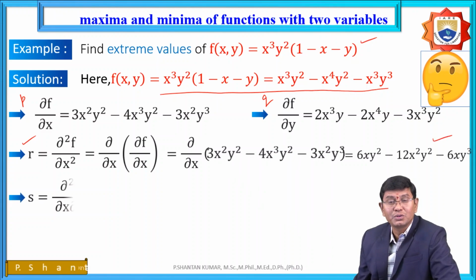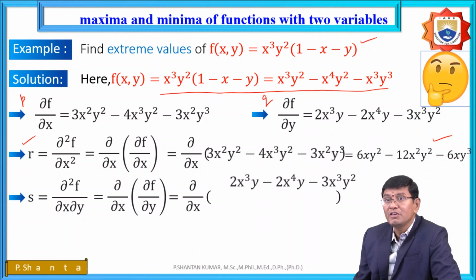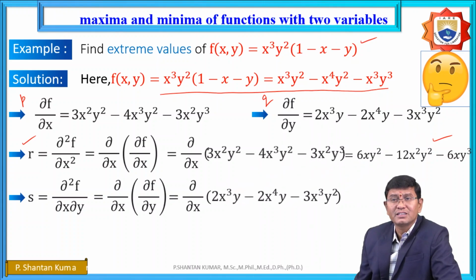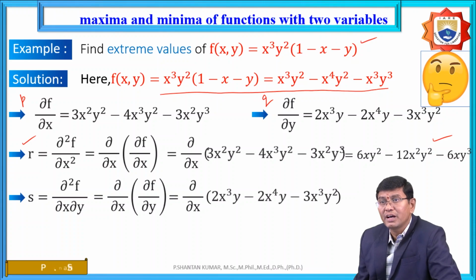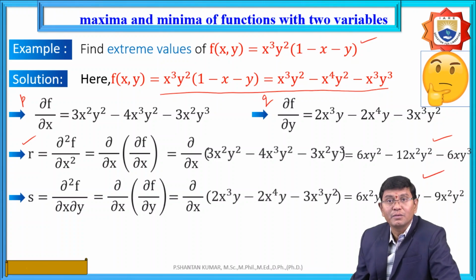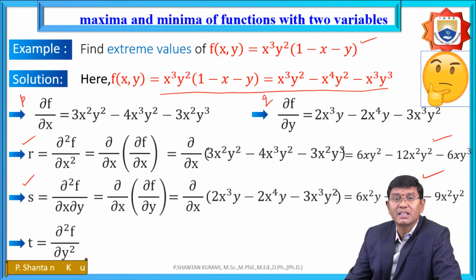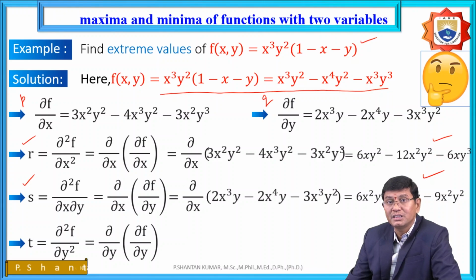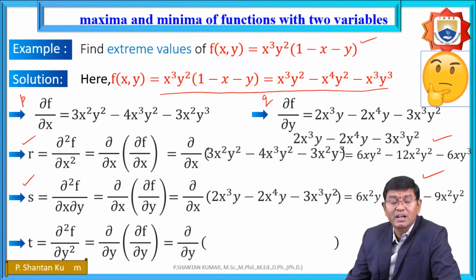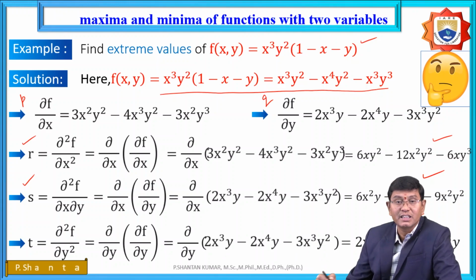And s is the second order derivative dou square f by dou x dou y, that is dou by dou x of dou f by dou y. As we know the dou f by dou y value, we can replace it here. We obtain clearly 6x square y minus 8x cube y minus 9x square y square. This is the s value. Further, we need to find the t value also. That is the second order dou square f by dou y square, that is dou by dou y of dou f by dou y. We replace the dou f by dou y value here, and finding the solution, we obtain the t value.